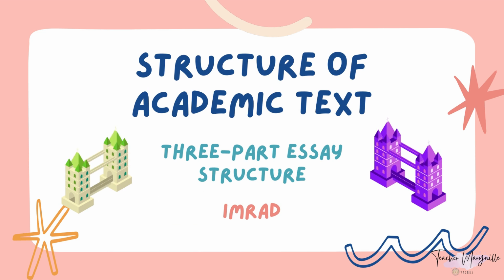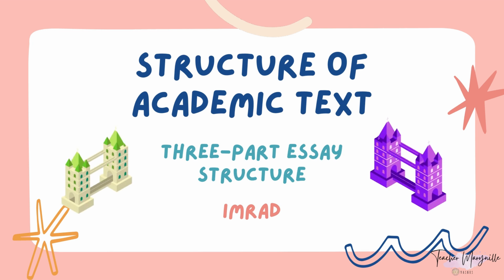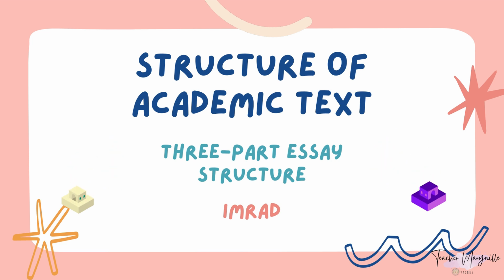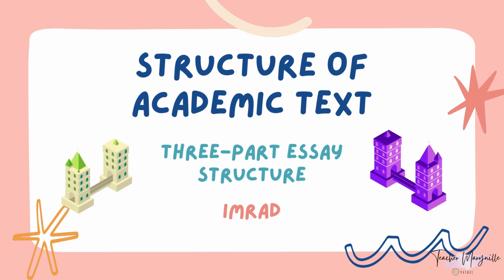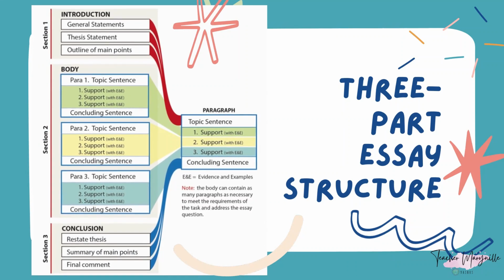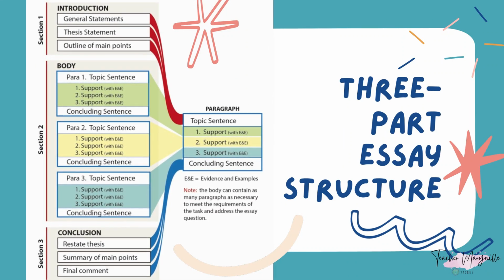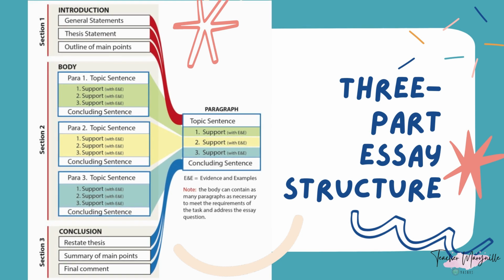So these are the two common structures of an academic text that you need to learn, which depend on the assignment you are required. The first one is the three-part essay structure, and the next one is the IMRaD. The three-part essay structure is a basic structure that consists of introduction, body, and conclusion.